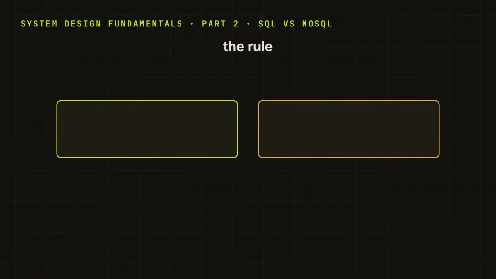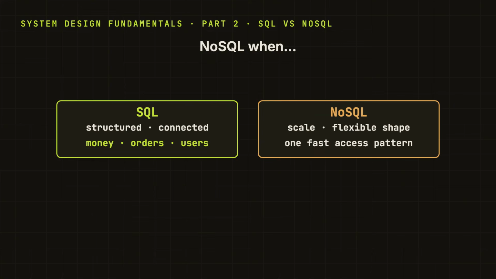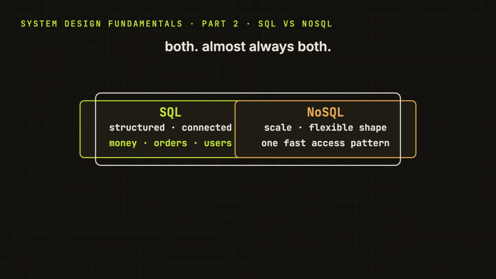So, how do you pick in an interview? Simple rule. Use a SQL database when your data is structured, has clear relationships, and needs strong correctness. Anything with money, orders, users. Use a NoSQL database when you need massive scale, or a flexible shape, or one specific extremely fast access pattern. And honestly, real systems use both.